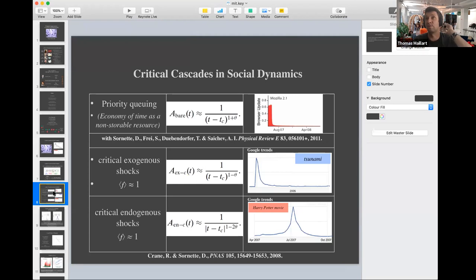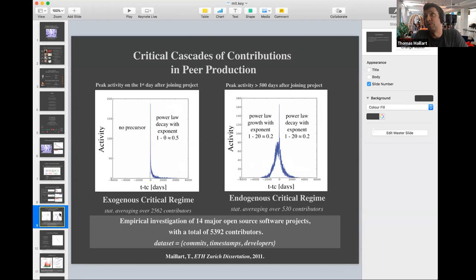So let's say the Sumatra tsunami happens, all the news gets out there, and then it triggers a critical response. The other way is more like starting viral, I would say. Okay. And then the question we were asking is, do we see the same thing in open source? And the answer was yes, to some extent.